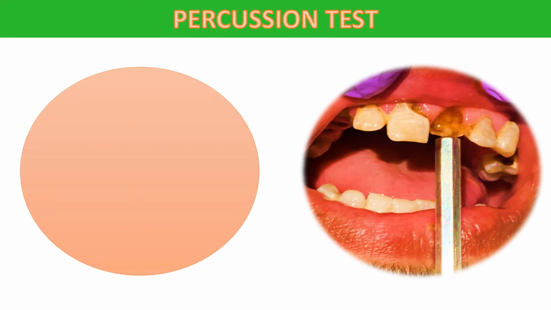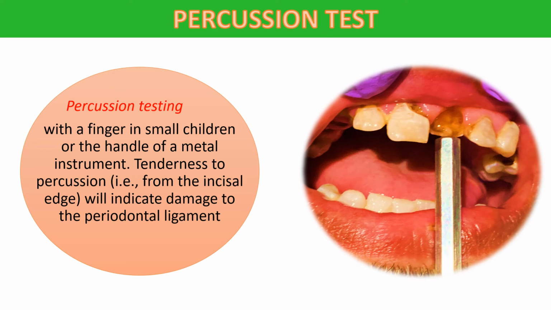Percussion test. It is done by using the handle of a metal instrument, or a finger in case of small children. The handle of the instrument is tapped against the incisal edge of the injured tooth. In case there is any pain, that means it is tender on percussion, and it would indicate that there is damage to the periodontal ligament.